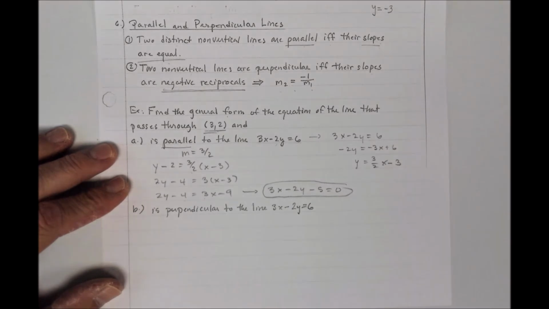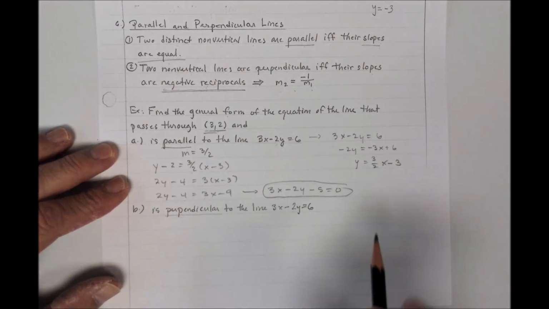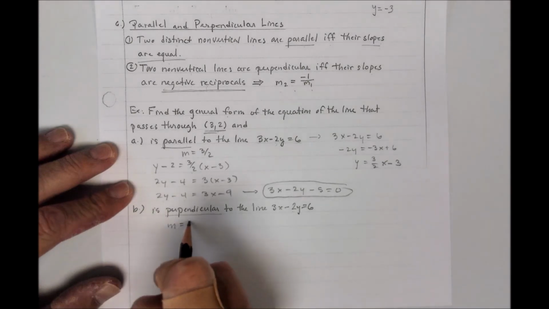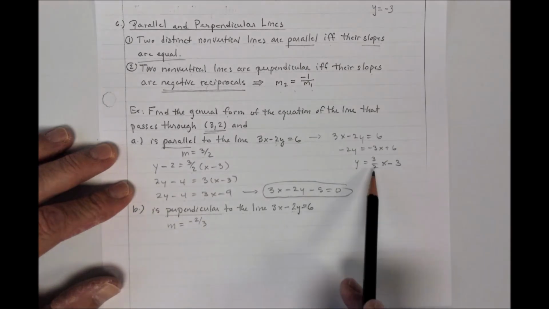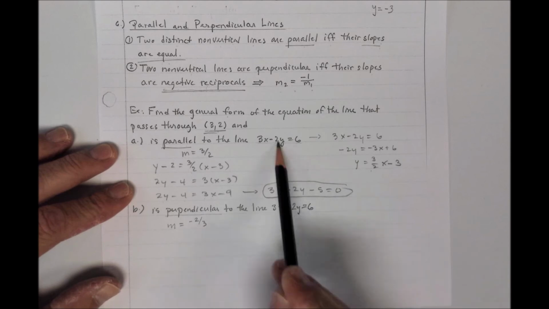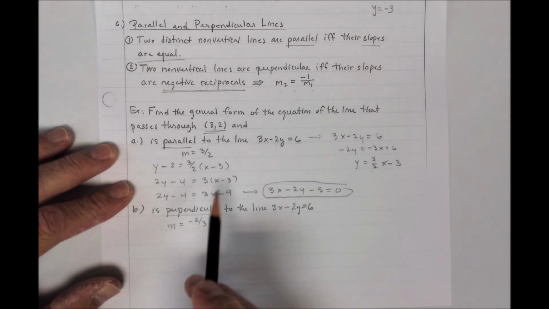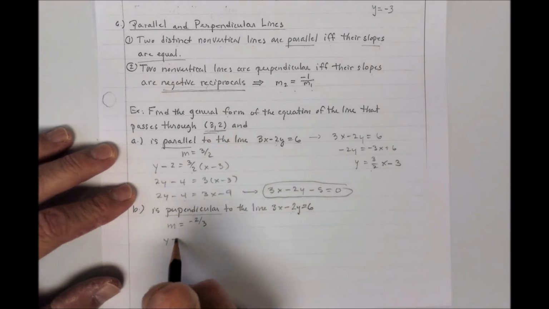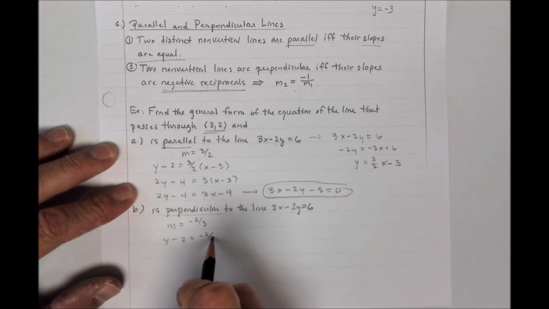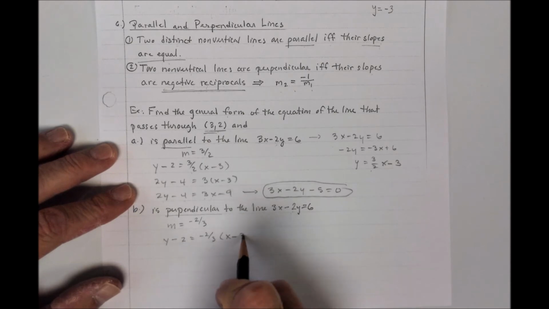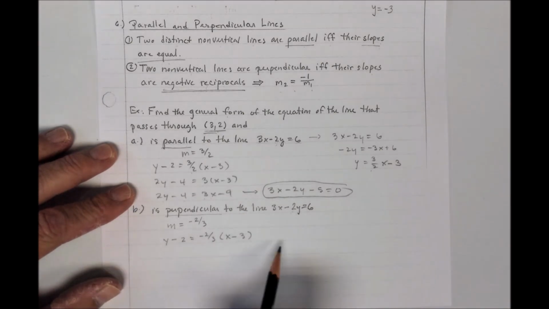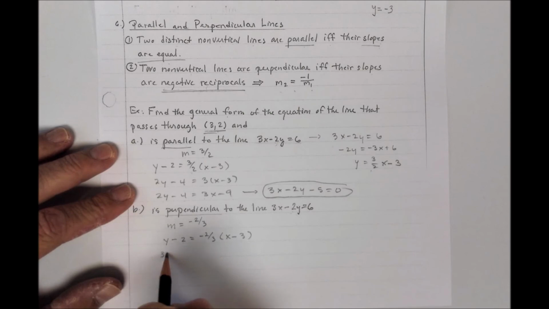Very similar steps below here. Notice it's the same line, right? And we notice that it's opposite reciprocals for perpendicular, so the slope in question now is -2/3. That's the opposite reciprocal of 3/2, because it's the same line. So -2/3, and the point (3, 2) gives me y minus 2 equals -2/3 times x minus 3. I'm going to multiply both sides by 3, this time to get rid of the fraction.